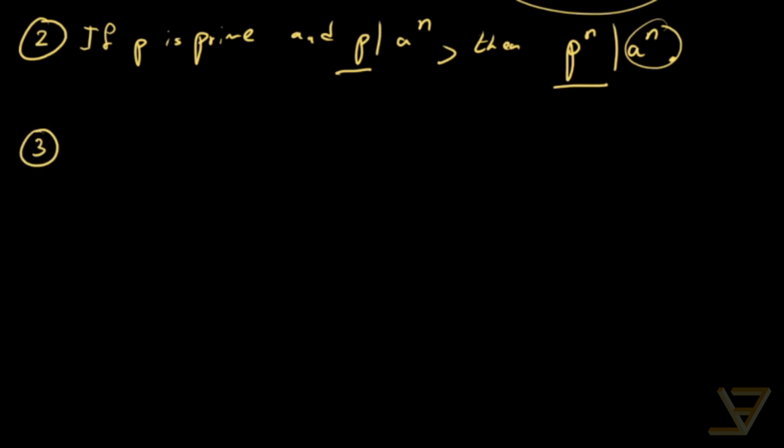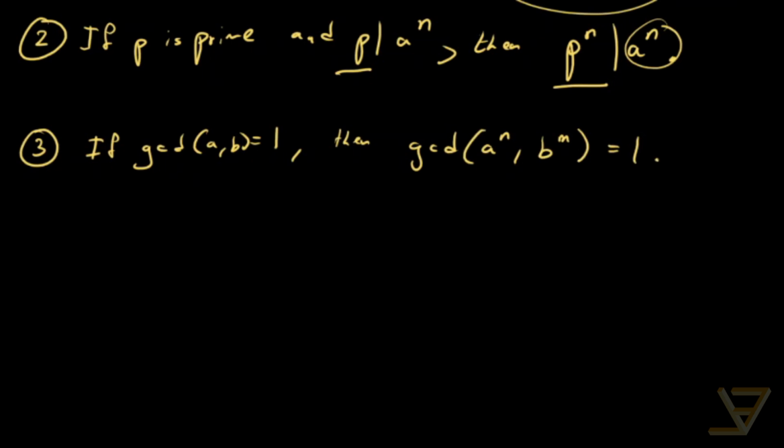Let's go to the third power divisibility lemma. By the way, there's 6 of them. The third one says that if GCD of A and B is equal to 1, then GCD of A to the n, B to the m is equal to 1. And this should make sense because the GCD of A and B is equal to 1 if and only if they don't share any prime factors. But that's going to be the same for A to the n and B to the m, because taking them to the power of n and m does not add any prime factors.